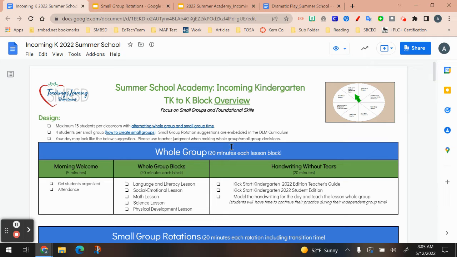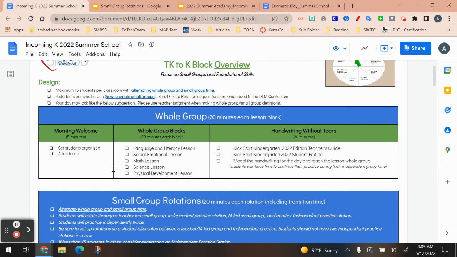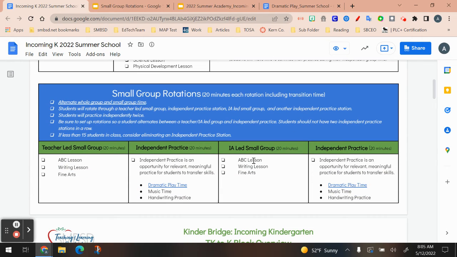You'll notice on the first page, you can see how your whole group time is blocked out. You will have a morning welcome time, 5 whole group blocks from the DLM curriculum, and a Handwriting Without Tears lesson. The small group rotations should alternate in between the whole group time and consist of a teacher-led, IA small group time, and 2 independent practice sessions. Please rotate through the groups, trying not to have students do 2 independent stations in a row.